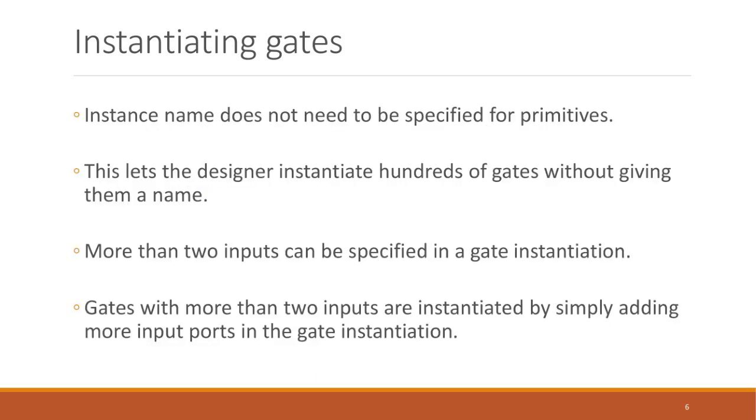Now here's a quick recap of what we just saw. First, the instance name does not need to be specified for primitives. That is, it's not compulsory to give a name for the instantiated gate modules. And this actually lets the designer instantiate hundreds of gates without giving each of them a separate unique name. Also, more than two inputs can be specified in a gate instantiation. And gates with more than two inputs are instantiated by simply adding more input ports in the gate instantiation.